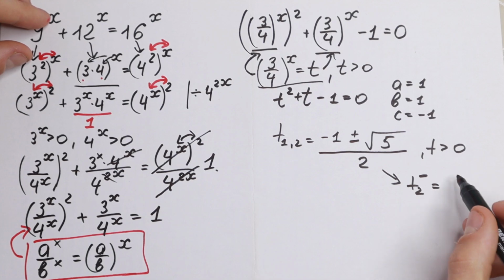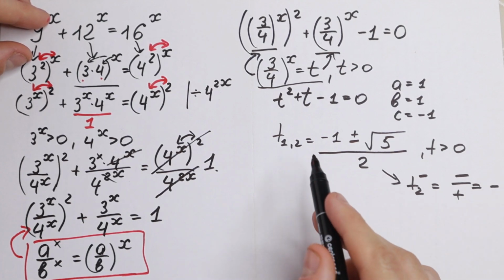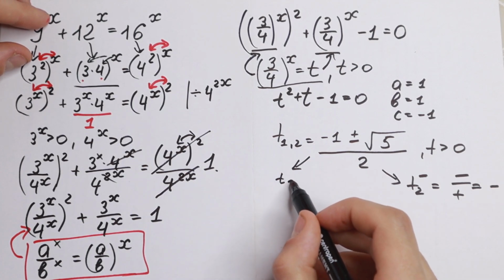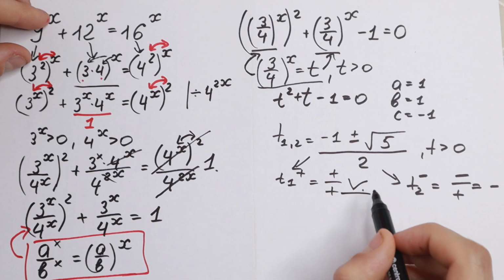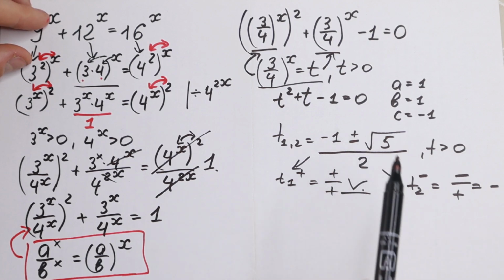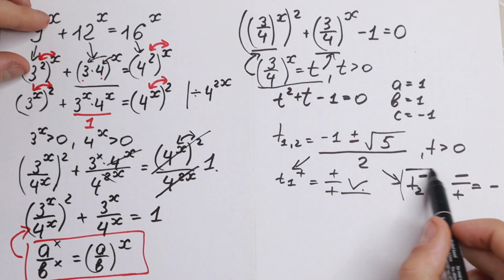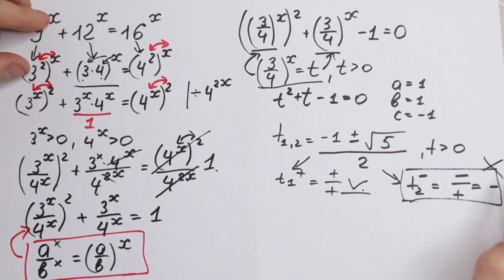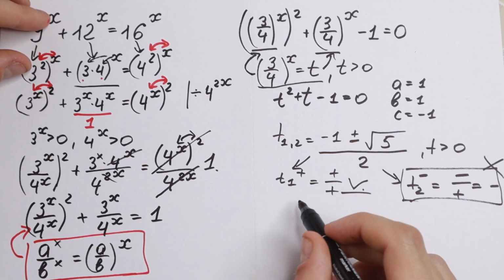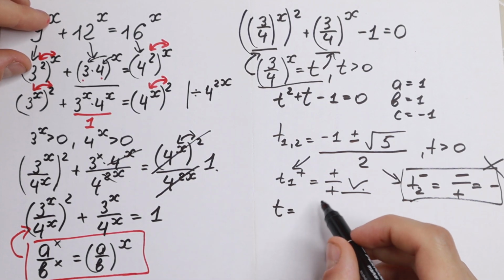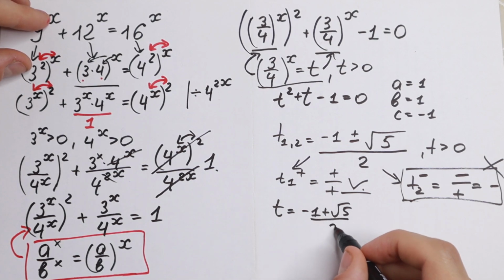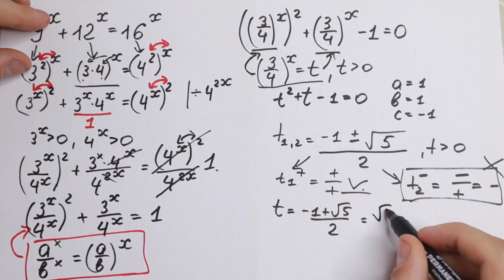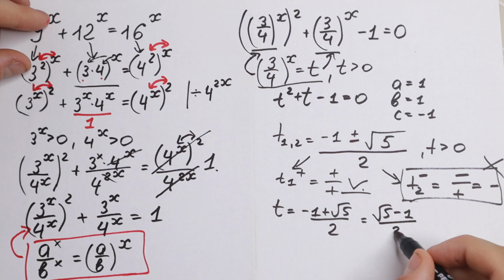So this will be our t2, with the minus sign, which will be equal to minus in the numerator and plus in the denominator. As a result, we will have minus. But if we take t1 with the plus sign, we will have a positive numerator and positive denominator, which is good. So we need to take only one root with the plus sign. We reject this one with the negative sign. So we will have only one t, so t equal to minus 1 plus square root of 5 and dividing by 2. Or we can write it as square root of 5 minus 1 over 2.